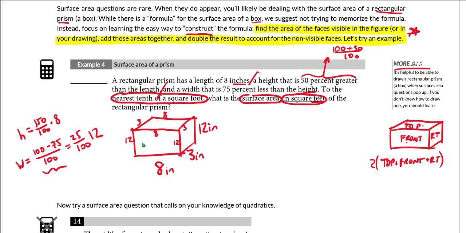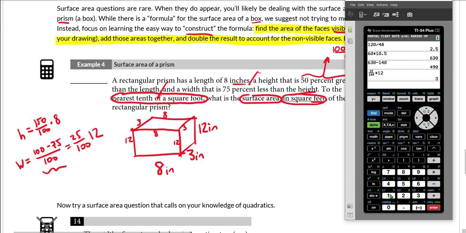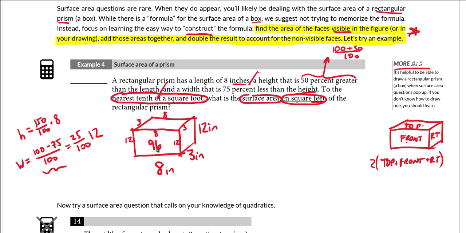And now what I'm going to do is find the surface area of the visible faces, the front, which is visible to me. I am going to multiply 12 by 8 and get 96. 12 times 8 is 96. I'm going to write that area right there on that face so that it's very clear. The 12 times the 3 is 36. I could check that in my calculator if I needed to. And up top, I've got 8 times 3, which is 24.